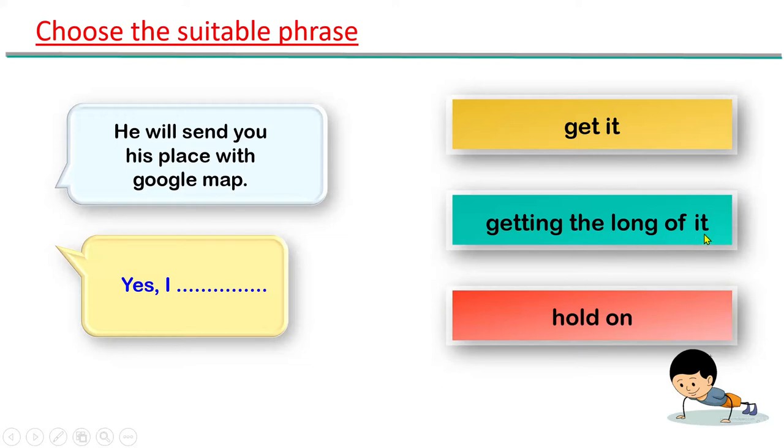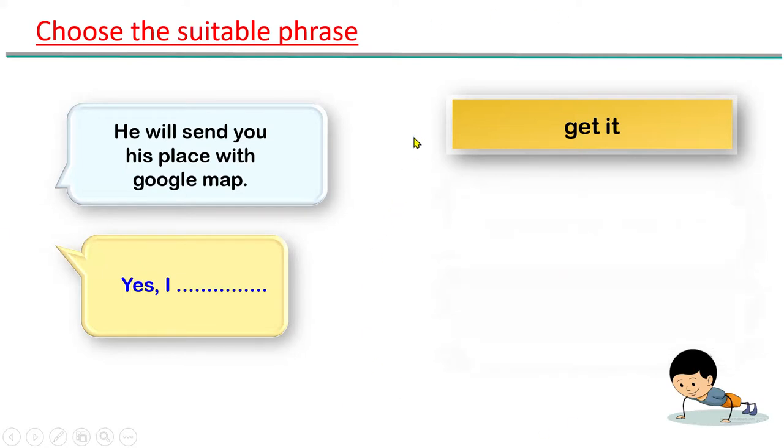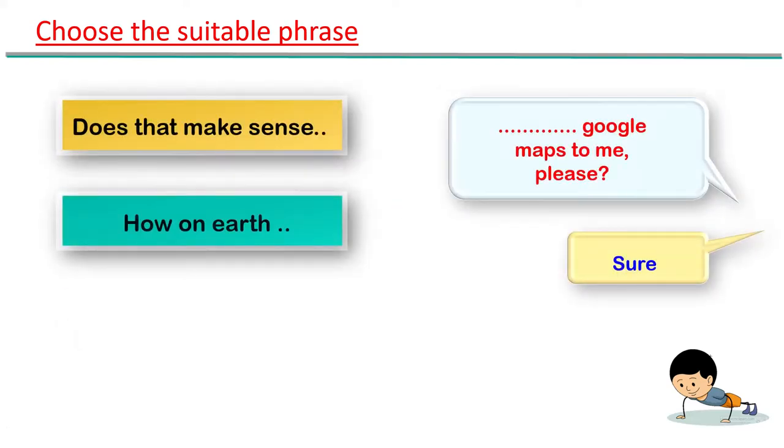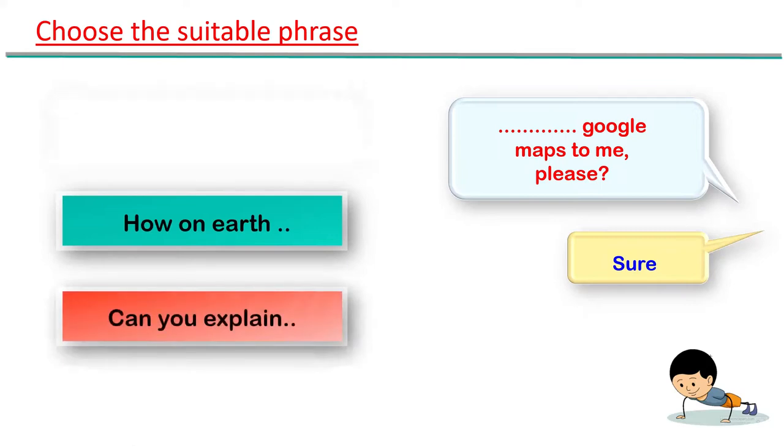Getting the hang of it. Hold on. One, two, three. Yes, I get it. Of course. Another one. I don't choose my dog. Dash Google Maps to me, please.